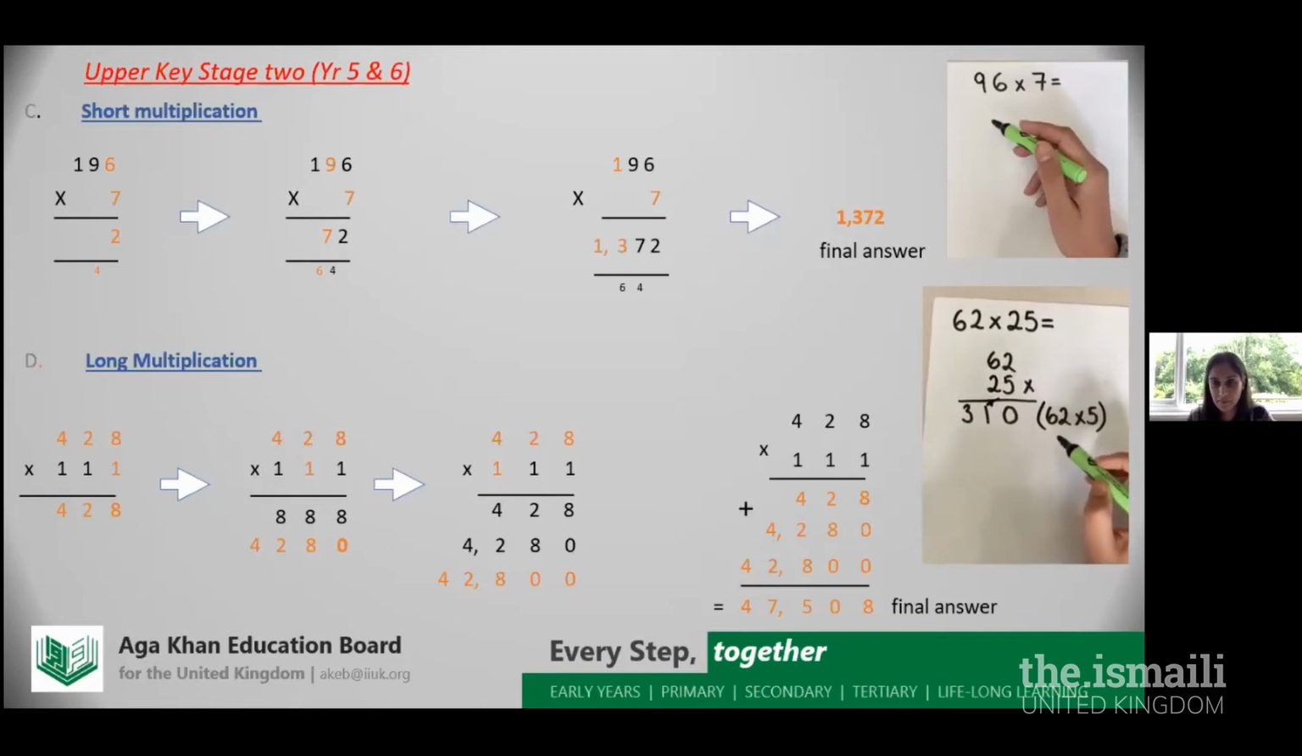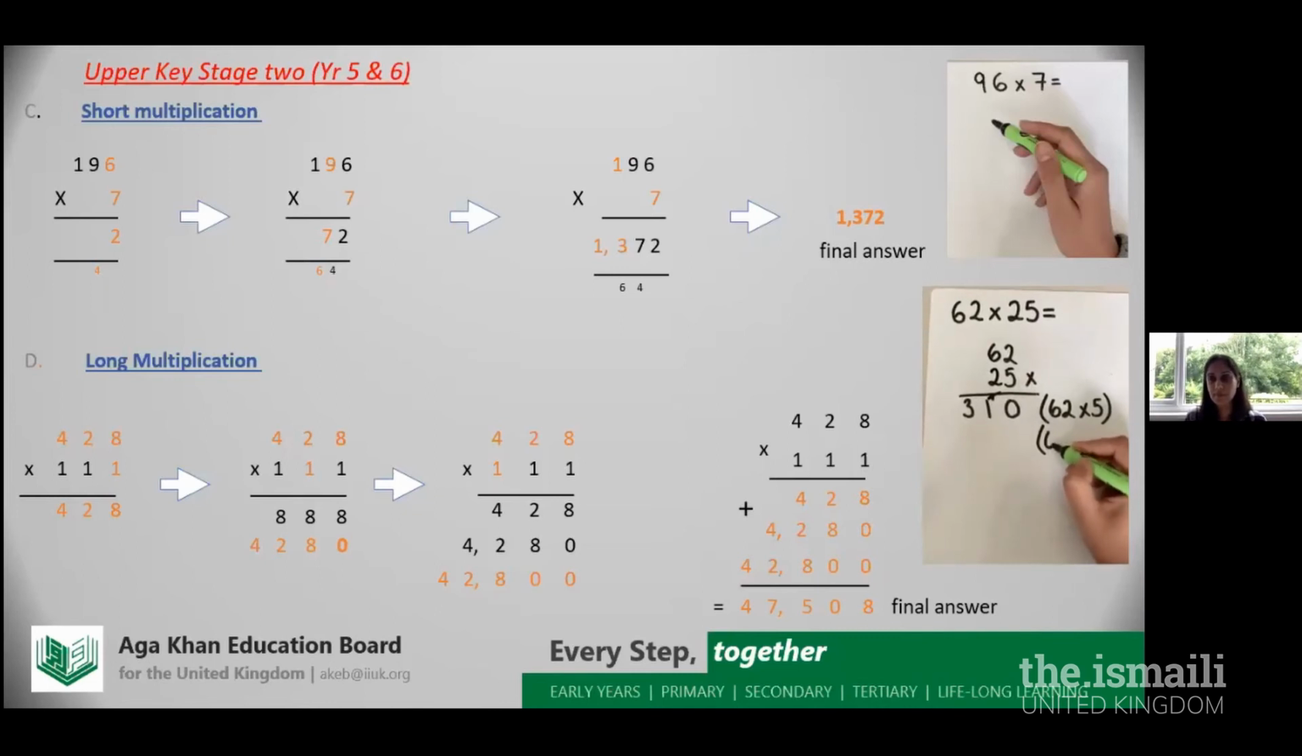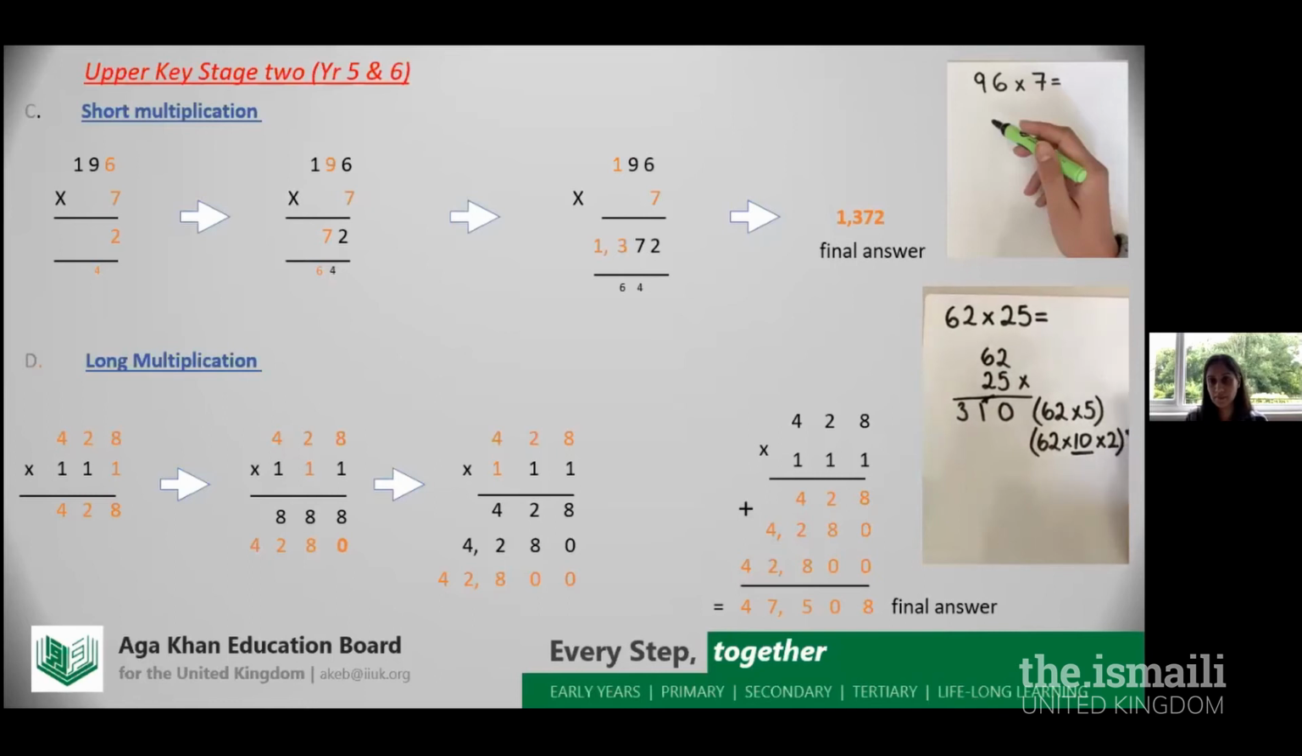The next step in the calculation is to multiply 62 by 2. In brackets, I am going to write what we are doing. So 62 multiplied by 10, because I'm timesing it by the number in the tens column, and then multiplied by 2. Now, because I'm making this answer 10 times bigger, I need to put in the magic 0 in the ones column. Now that I've done that, I can carry on with the calculation.